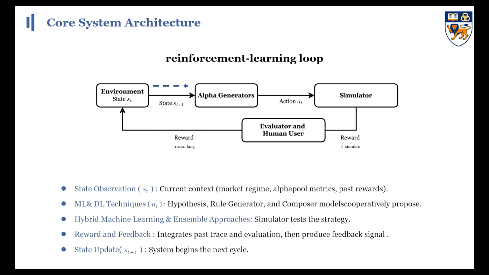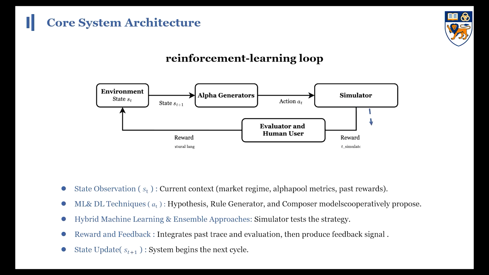I will illustrate the reinforcement learning-inspired feedback loop of our system. Unlike traditional parameter training, our framework is model-centric and continuously improves through feedback. First, the system observes the current market state and previous performance. Then, the hypothesis, rule generator, and composer agents collaboratively propose or adjust strategies.